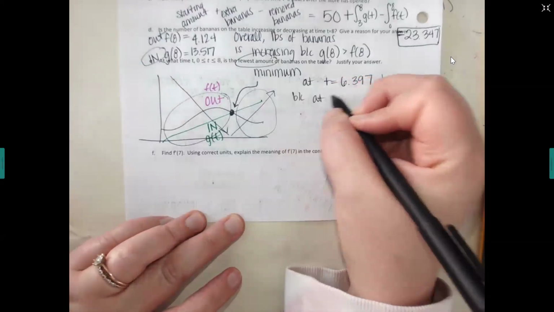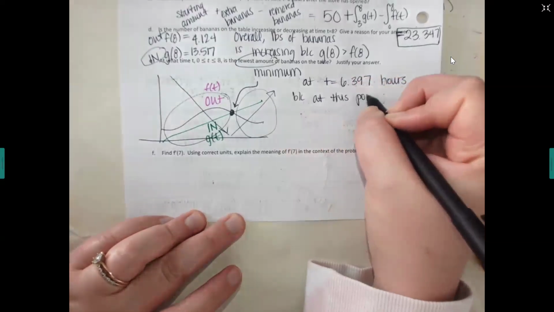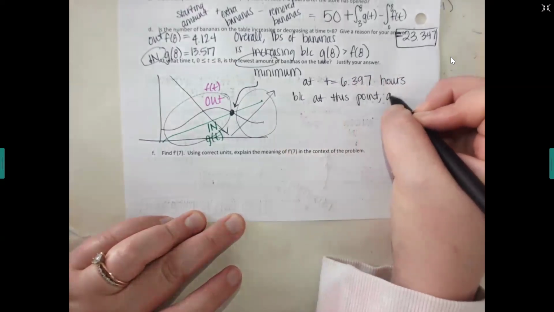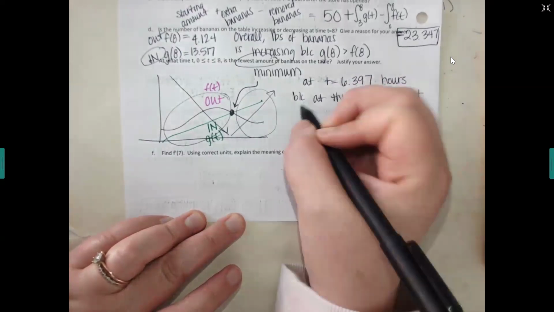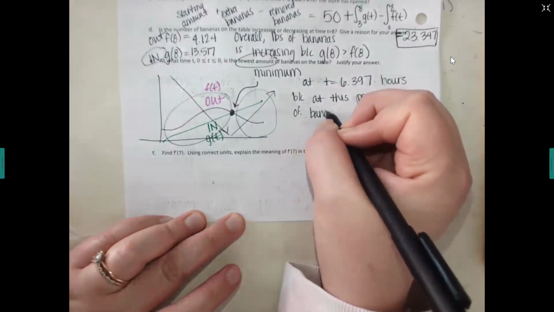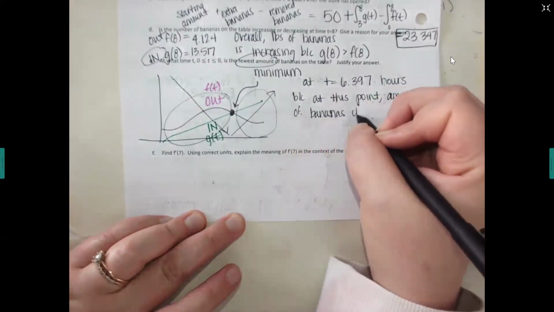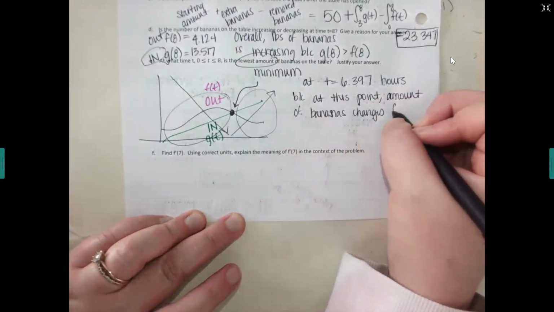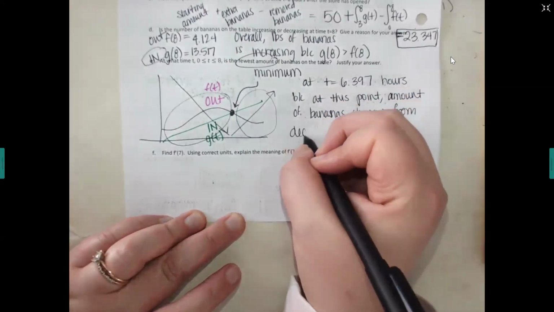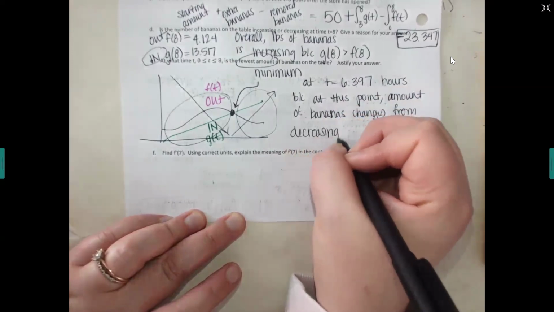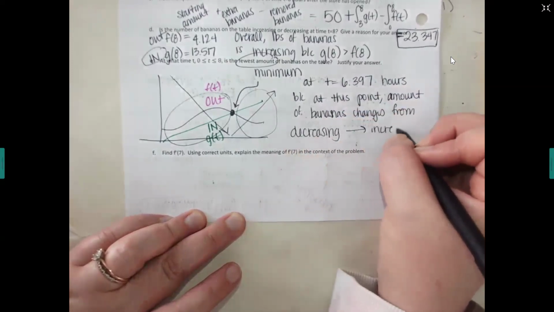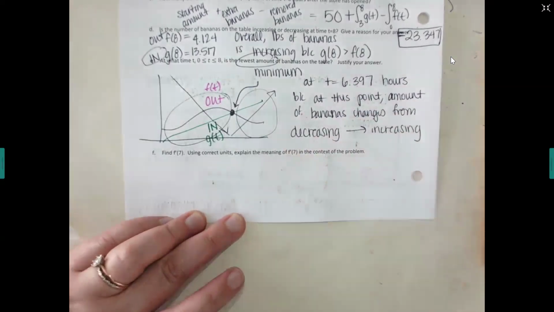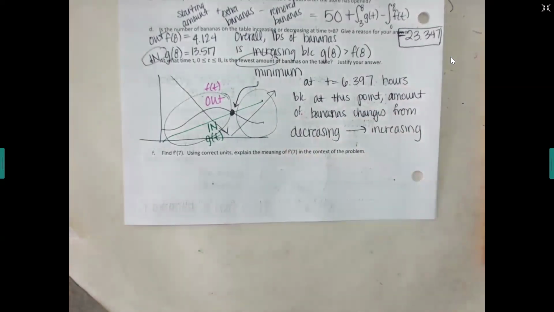Because at this point, the amount of bananas changes from decreasing to increasing. Okay, and then just think about if that makes sense. If it's a minimum, decreasing to increasing, that's the right switch that we want.